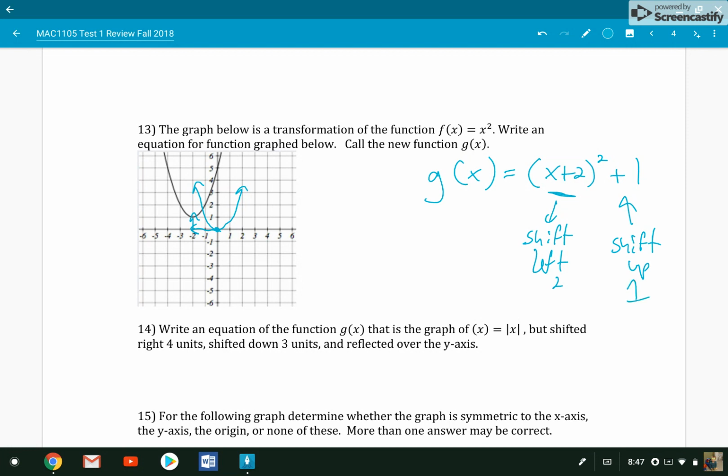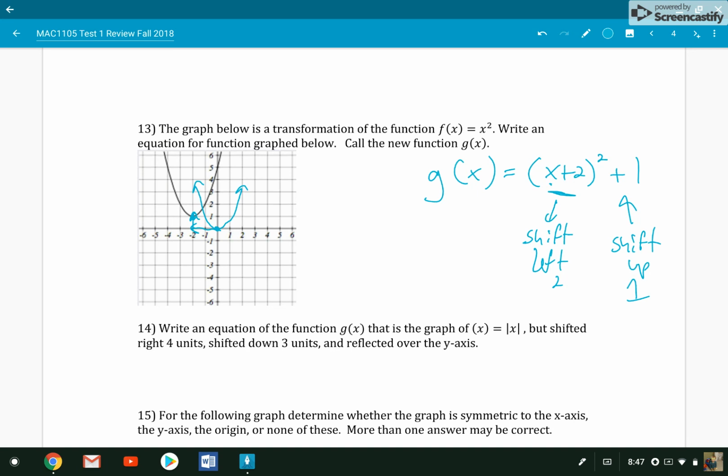And you could double check. I mean, you've got some points here. So if you plug in -2, it should give you 1. If I plug in -2 for the x, -2 plus 2 is 0. 0 squared plus 1 is still 1. It's like you've got (-1, 2). So if you plug in -1, -1 plus 2 is 1. 1 squared is 1. Plus the 1 on the end gives you 2. So (-1, 2) works out. So there's no stretch. There's no shrink going on here.